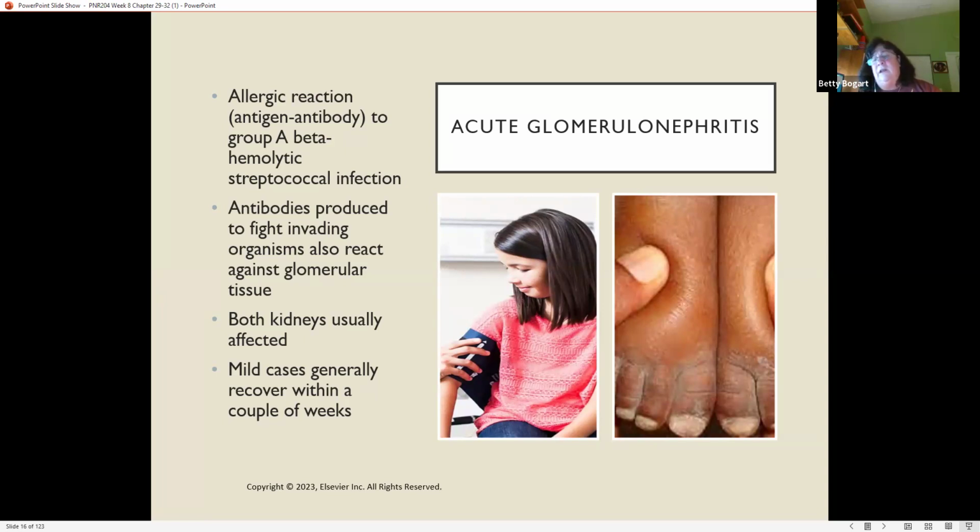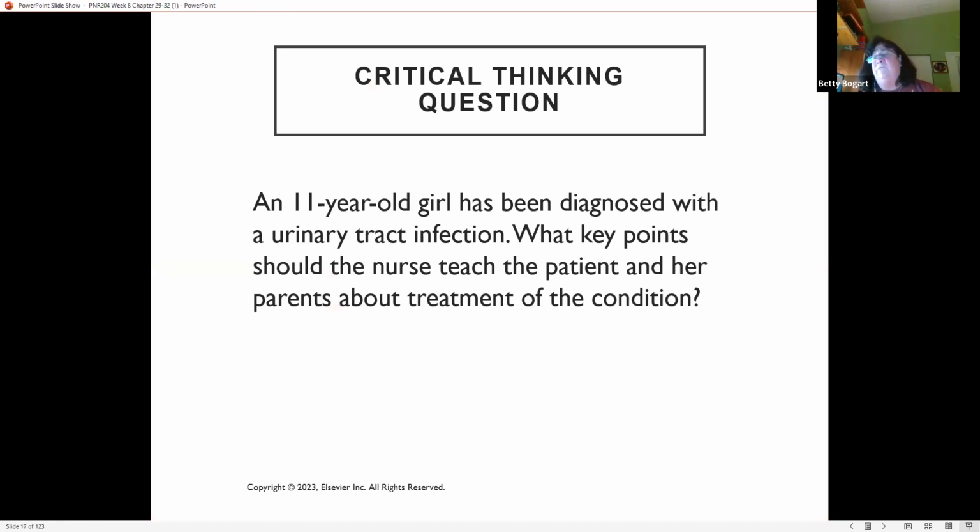Usually, you can clear this up pretty quick. And what do we do? Well, we give antibiotics, right? We're going to be giving the penicillin, and we know that it's going to be given for about 5 years as a prophylactic.